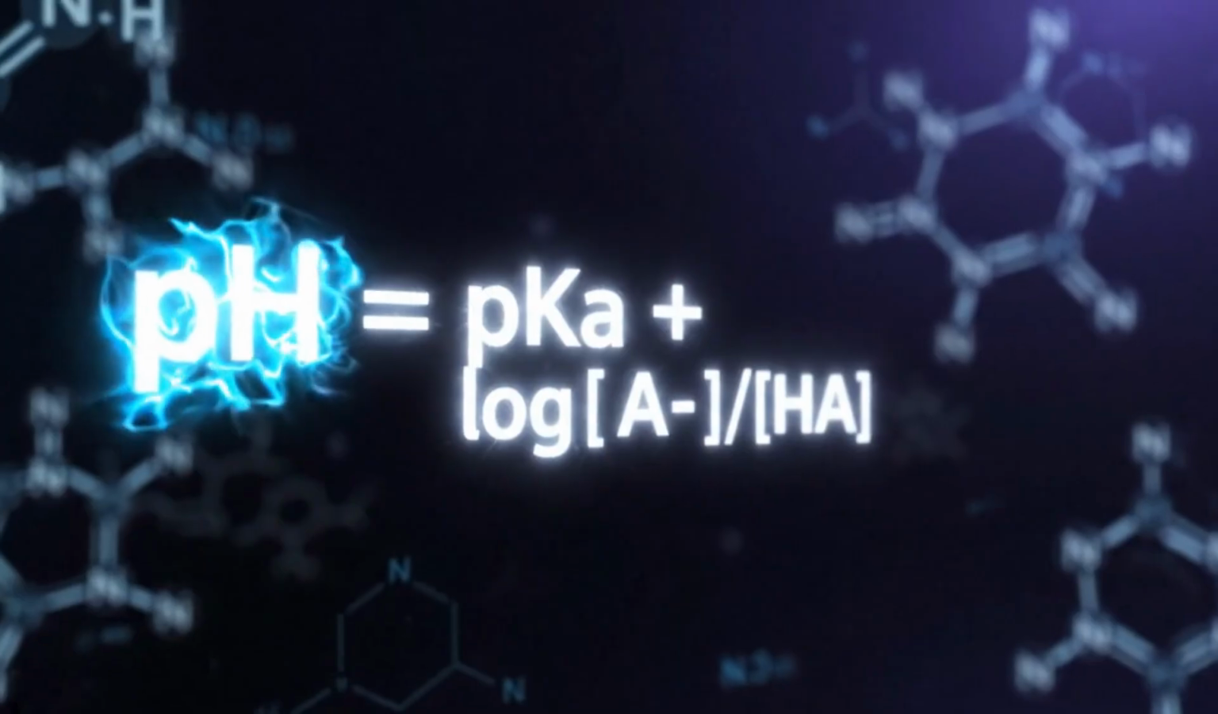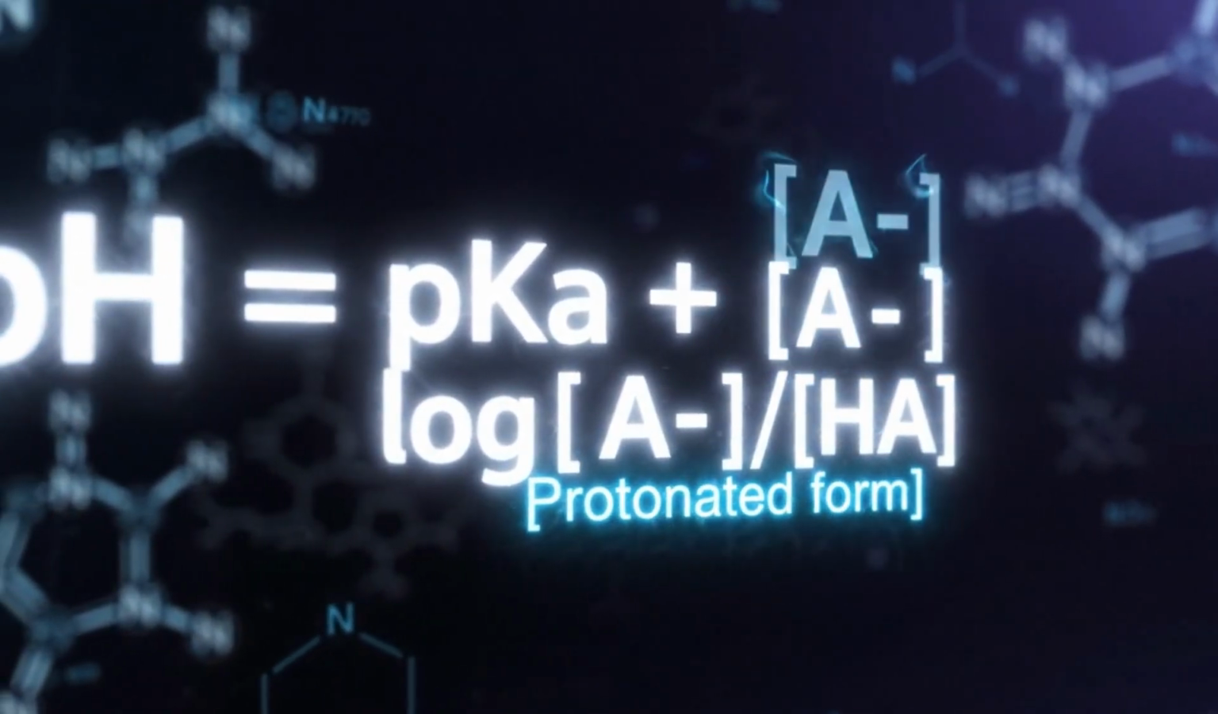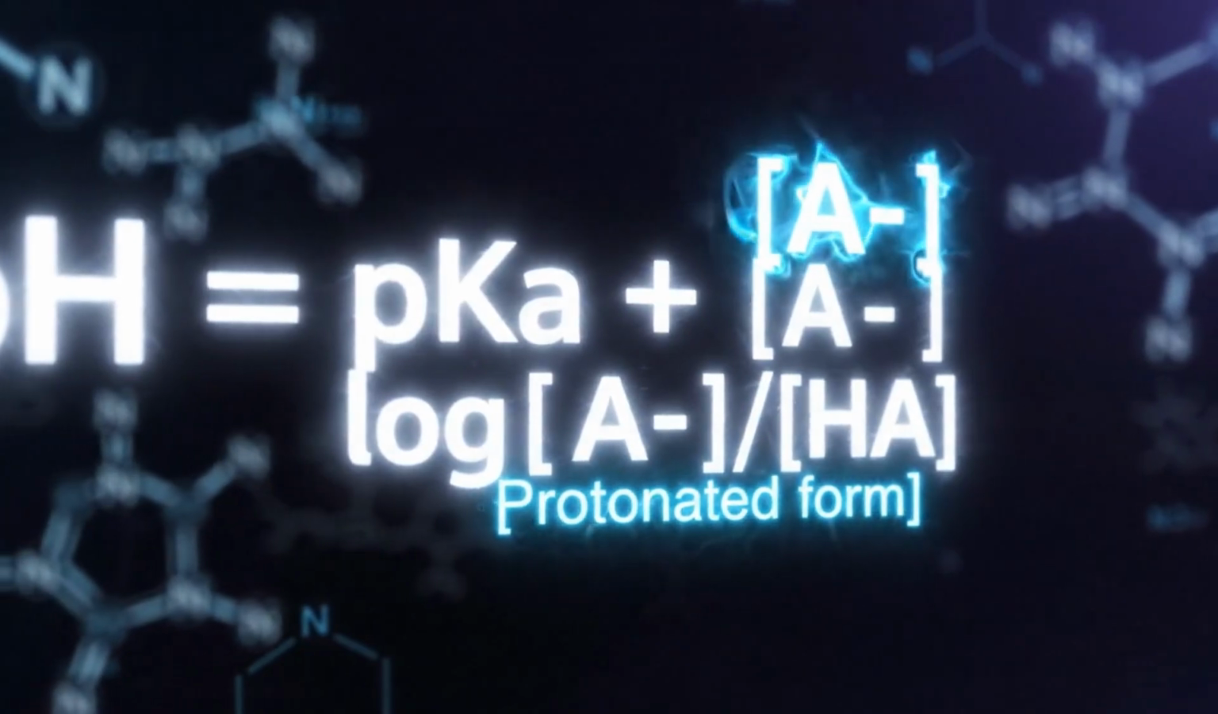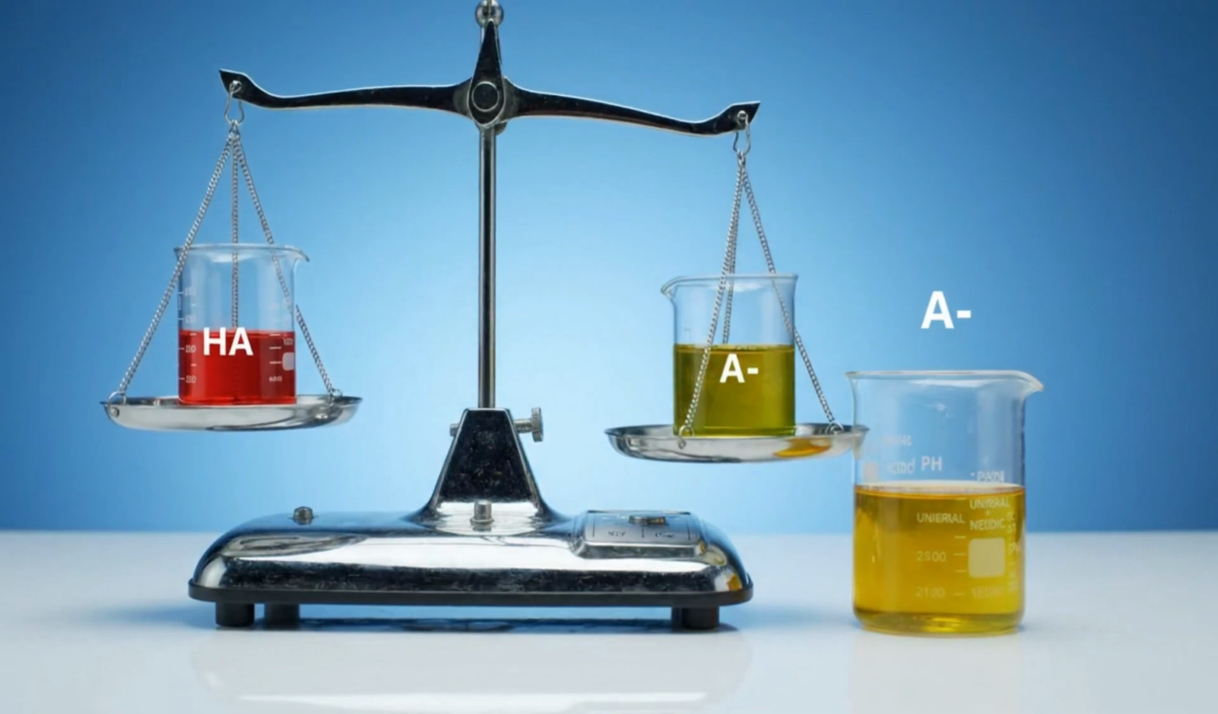The Henderson-Hasselbalch equation connects pH, pKa, and the ratio of protonated to deprotonated forms. As pH rises, the balance shifts toward the deprotonated form.